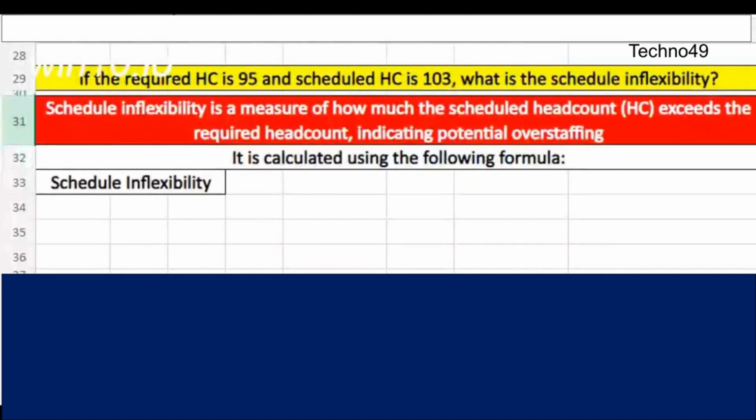So it says that if the requirement is 10 agents but I have scheduled 15 agents, that would be potential overstaffing, and that can happen due to overlapping of shifts when different shifts come in. To overcome that scenario, we need to be very careful about scheduling agents in the call center or in a company, to make sure that we have the right number of resources or agents available throughout the shift.